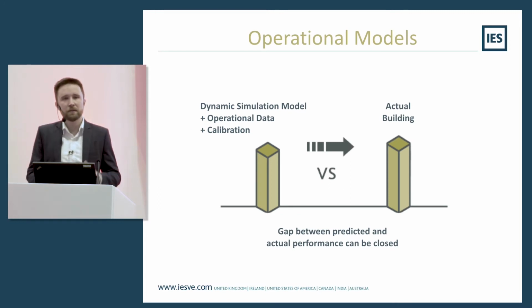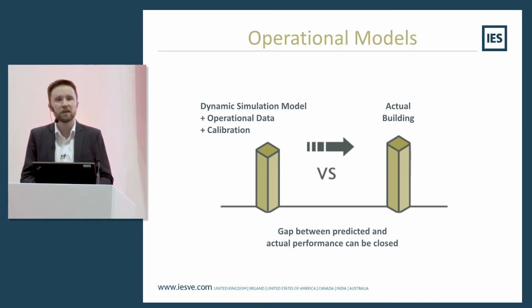And that takes me on now to the idea of an operational model. So I've mentioned a few times how our software is used by architects and engineers at the design stage for predictions of how a building will perform when built. Now we know from the performance gap that sometimes there's a big difference between what was predicted and what actually happened. We can start taking the data from the building that was built and use that to refine the model so that you then come out with a model that's a very close match to the real building.